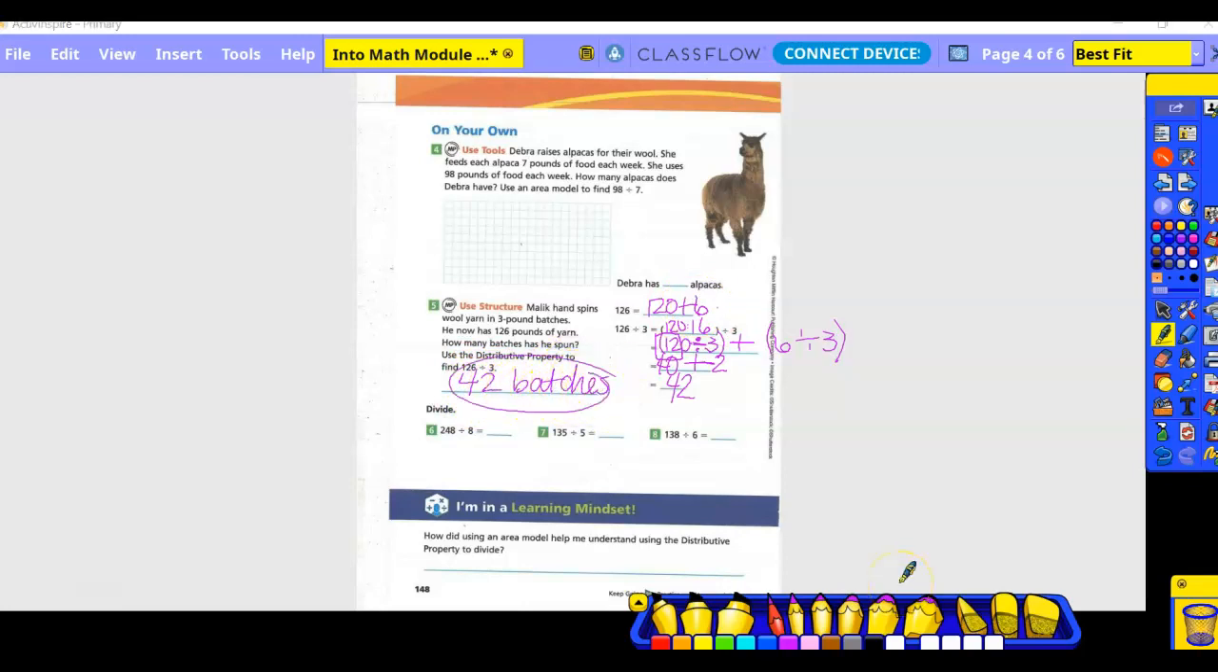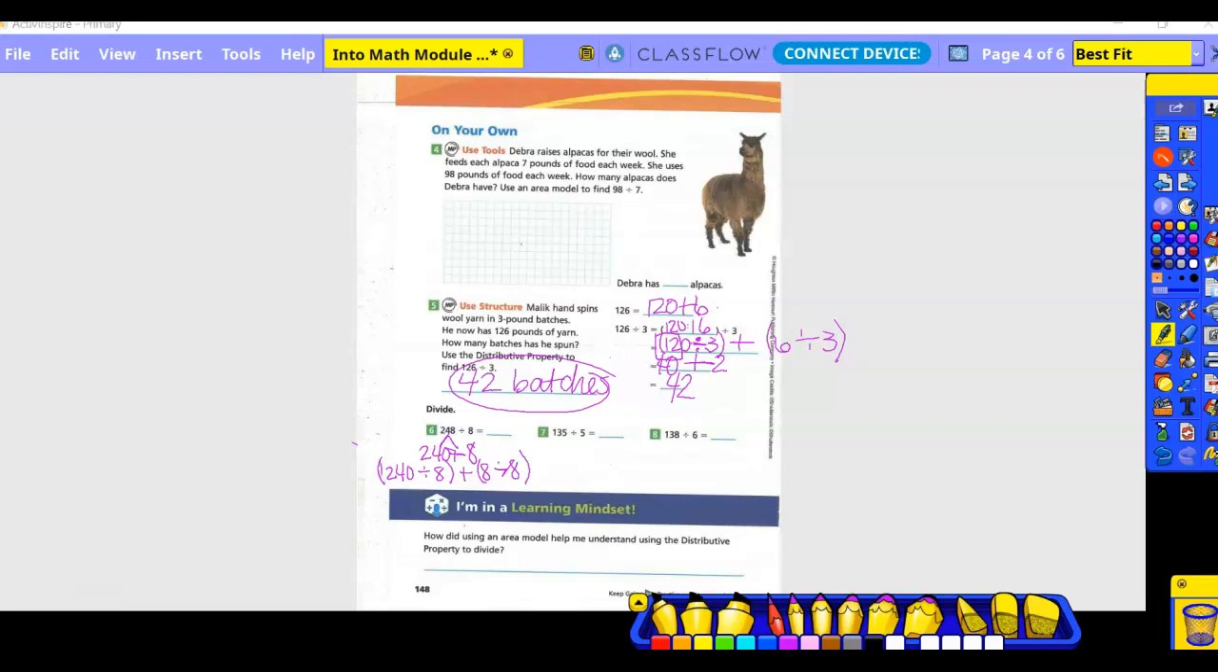So on number 6, 248 divided by 8. Do I have a multiple of 8 right there off the bat? Yes. 24, right? So I'm going to break this into 240 plus 8. Okay. Then I'm going to take parentheses 240 divided by 8 plus 8 divided by 8.